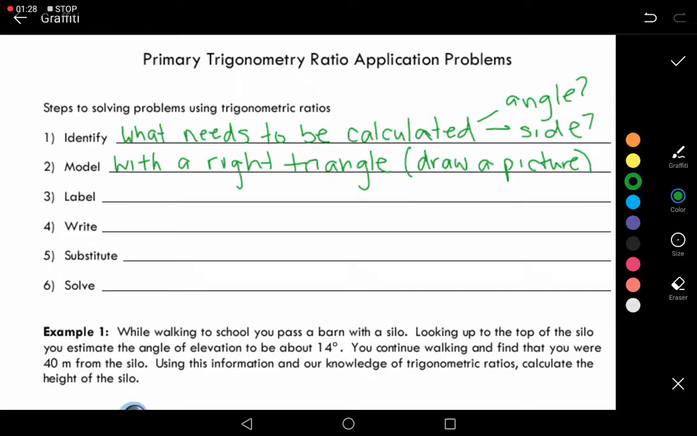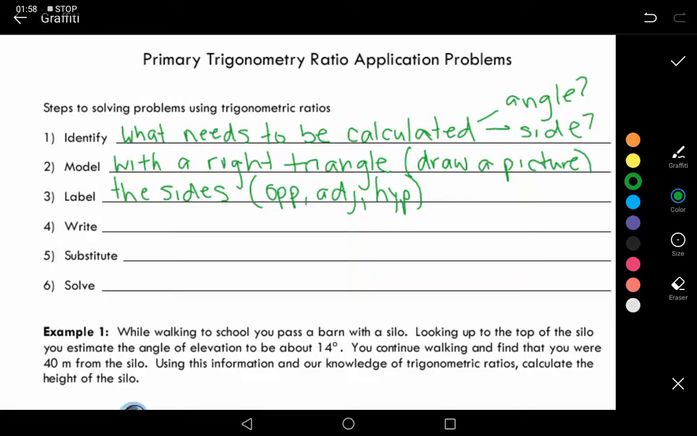The third step is going to be to label the sides. Okay, so that's obviously going to be opposite, adjacent, or hypotenuse. Okay, and again, remember that depends on what angle you're actually looking at.